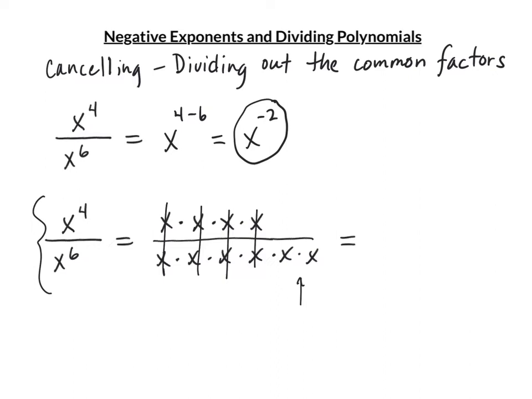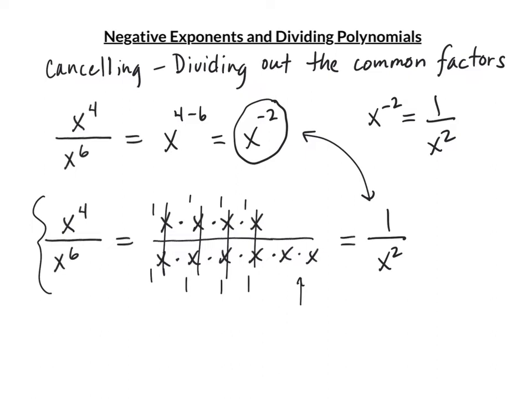Remember that when we cancel, go back to the very first page we started, anything divided by itself is 1. These all become 1s. And up above, I have 1 times 1 times 1 times 1, which is 1. And down below, I have x times 1 times 1 times 1 times 1, which is 1x squared. And this is kind of a clue as to what's going on. Turns out that x to the negative second is in fact 1 over x squared. Well, that's weird. Let's take a look at what a calculator says about negative powers.